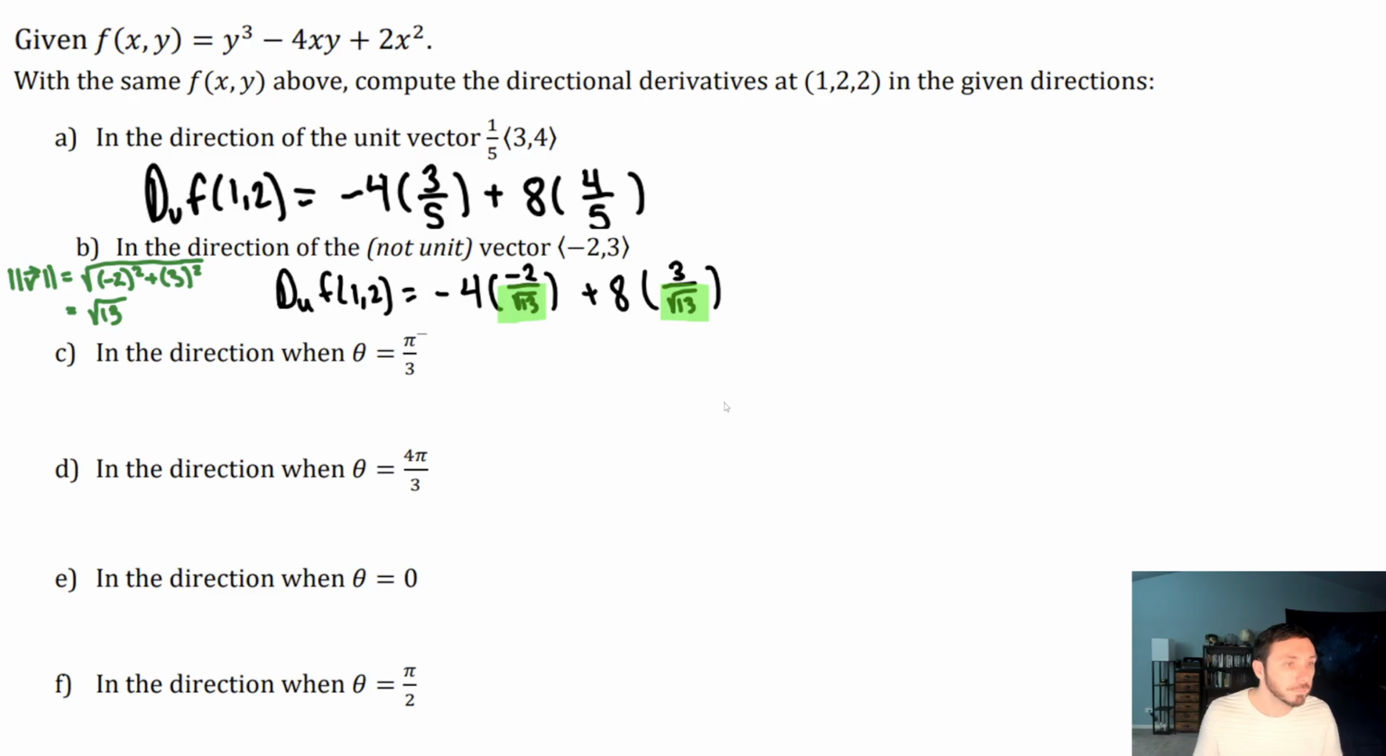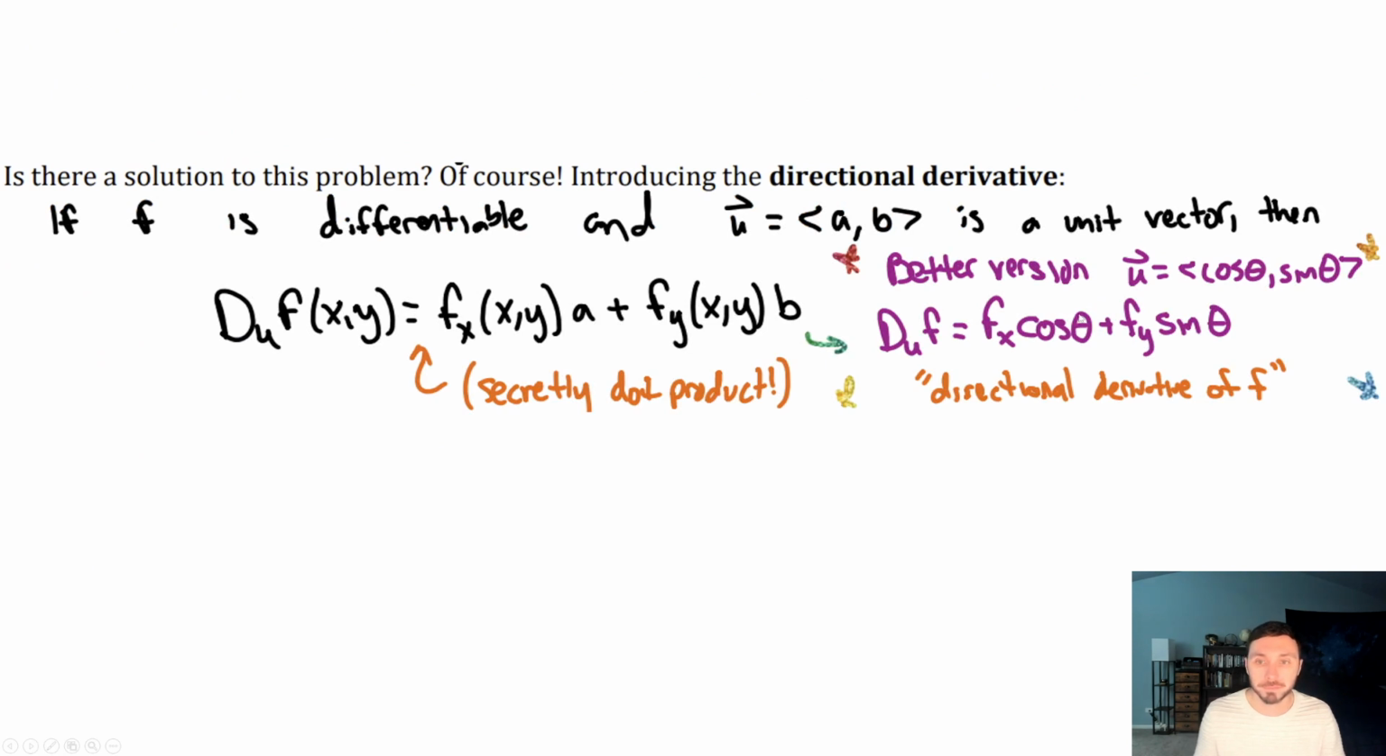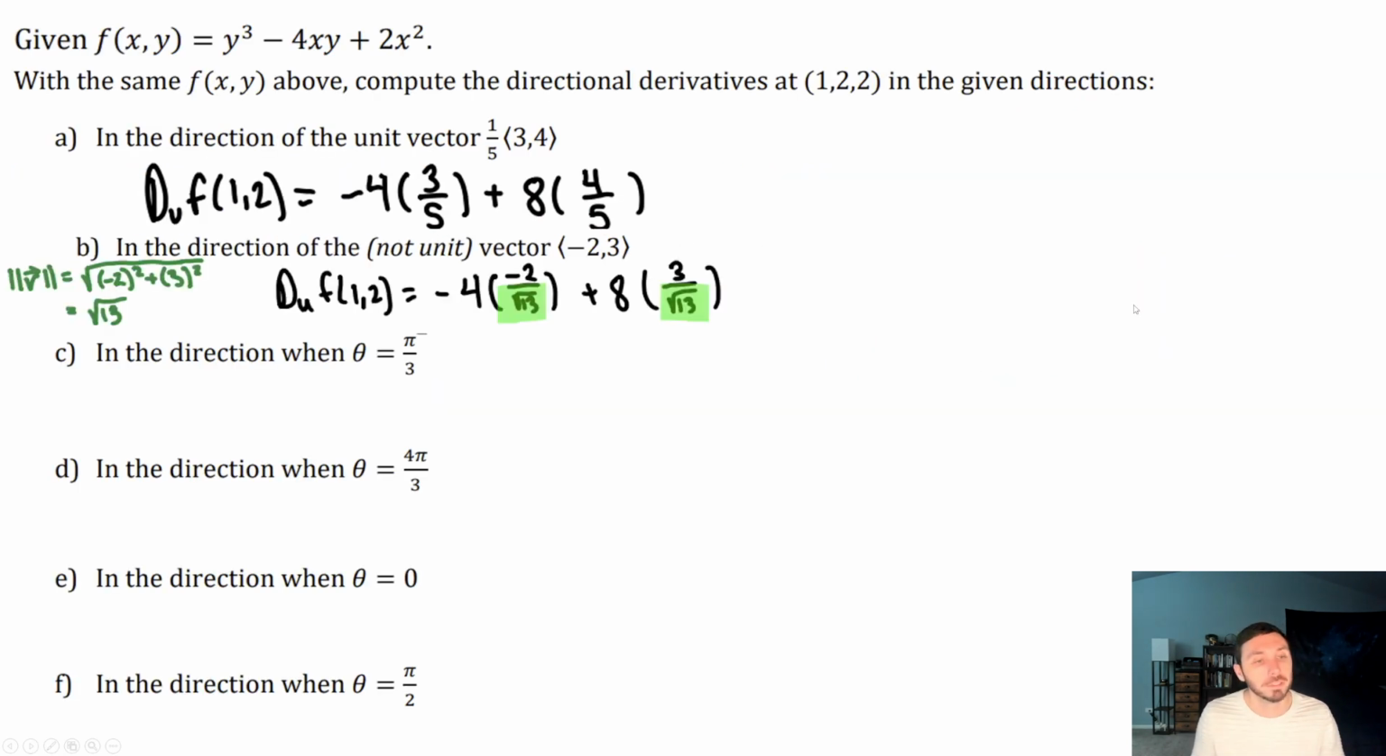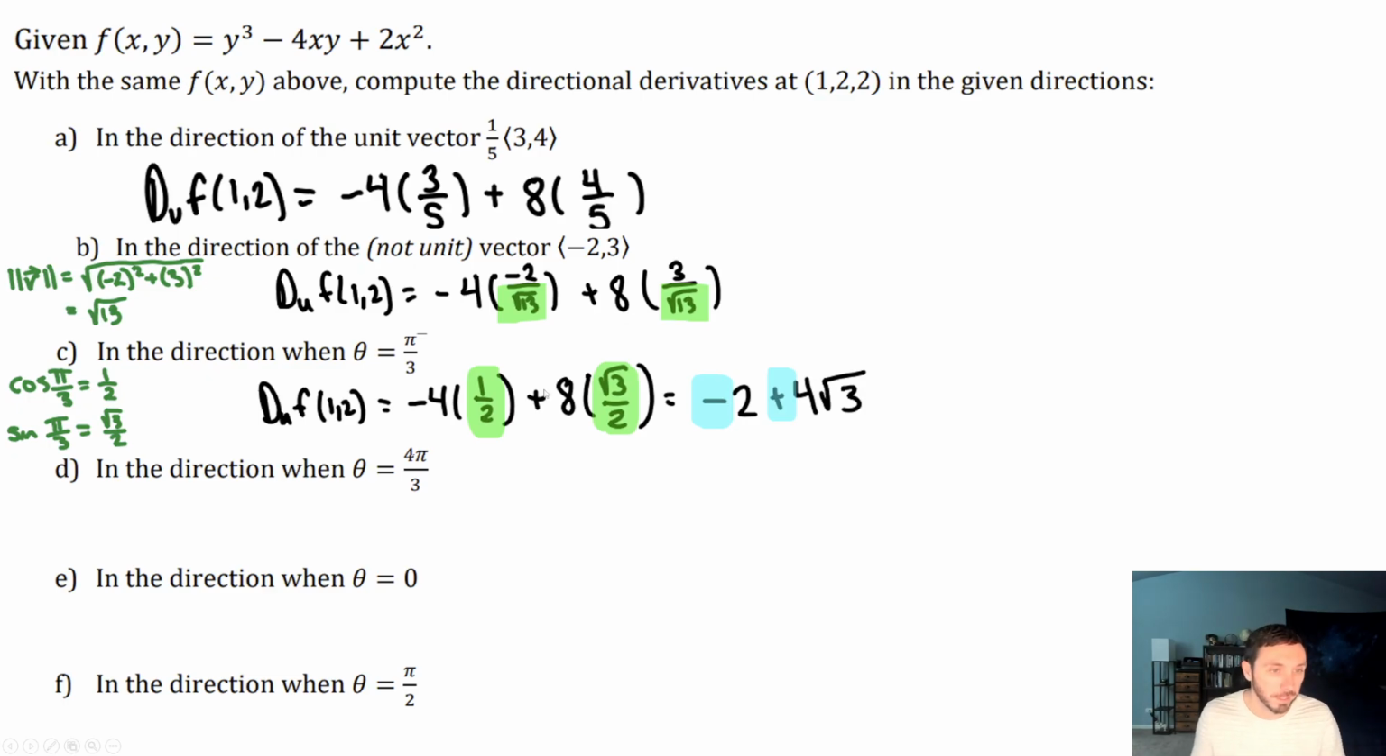Okay. But now this is where the fun starts to kick in, because now I can just give you, let's just use the better definition for the rest rather than having to find the magnitude here. I can just give you an angle. And that way we can always use sine and cosine, which always create a magnitude of 1 by the Pythagorean identity. So we're going to try out C here using this new formula in purple. 3, 2, 1. Okay, so it's going to look like this. Consider how the cosine of pi over 3 is 1/2, and the sine of pi over 3 is root 3 over 2.